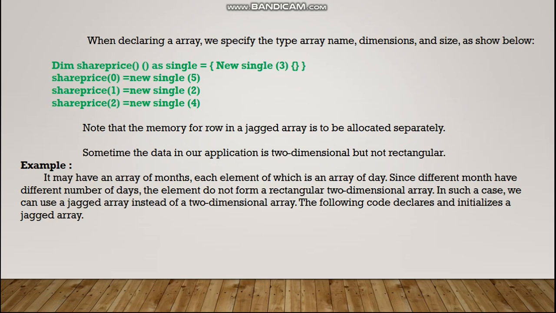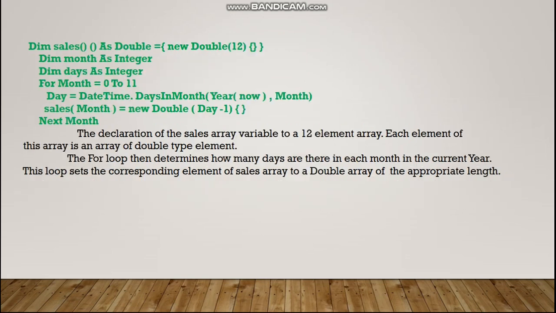In a real example, January has 31 days, while February has only 28 or 29 days. In that situation we can use jagged arrays. Dim sales()() As Double = New Double(12)(). Dim month As Integer, Dim days As Integer. For month = 0 To 11, days = DateTime.DaysInMonth(Year(Now), month + 1). sales(month) = New Double(days - 1).